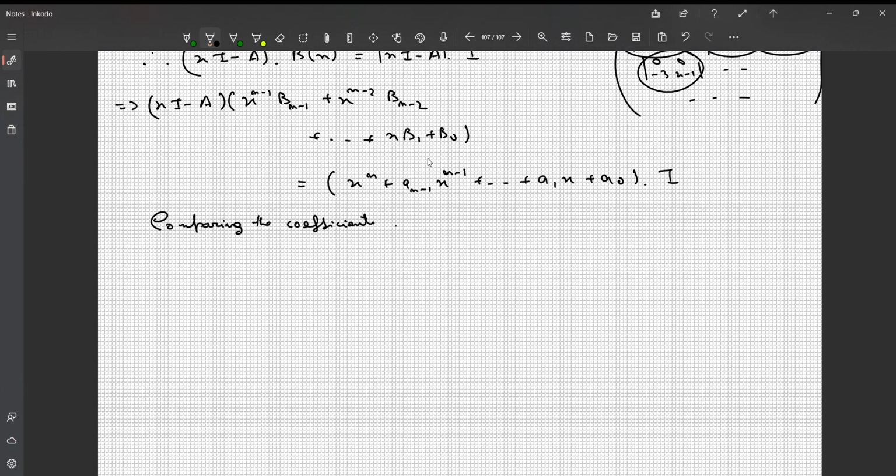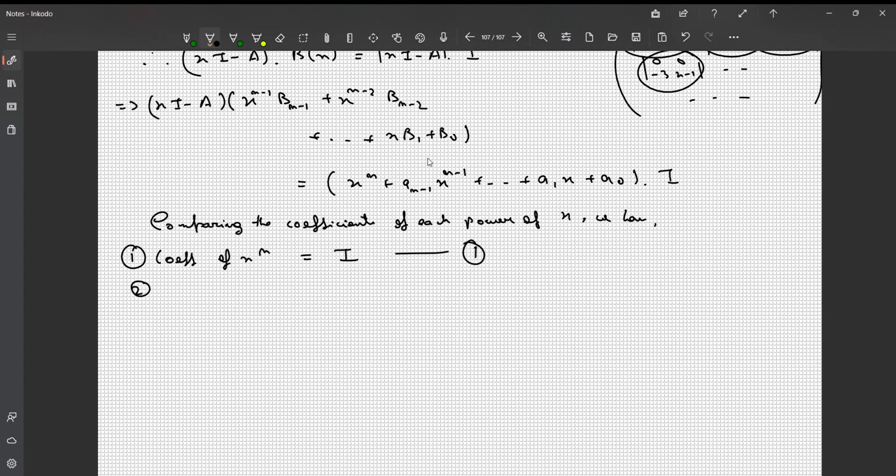of each power of x. So what is the coefficient of x to the power n? On either side, I guess it's I, right? It's equal to I on either side. So the coefficient of x to the power n equal to I means it's equal to I on either side.